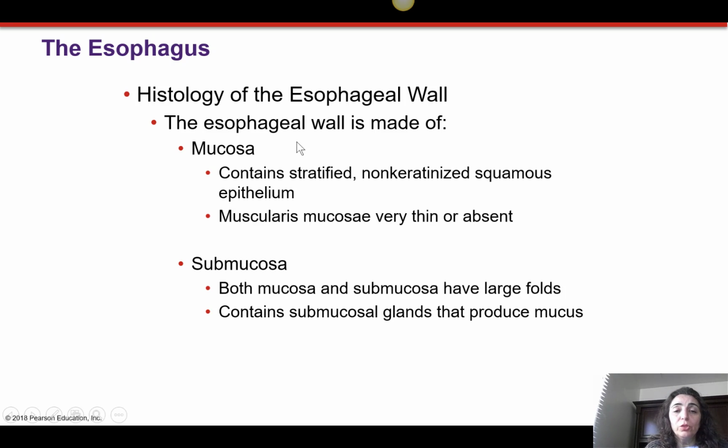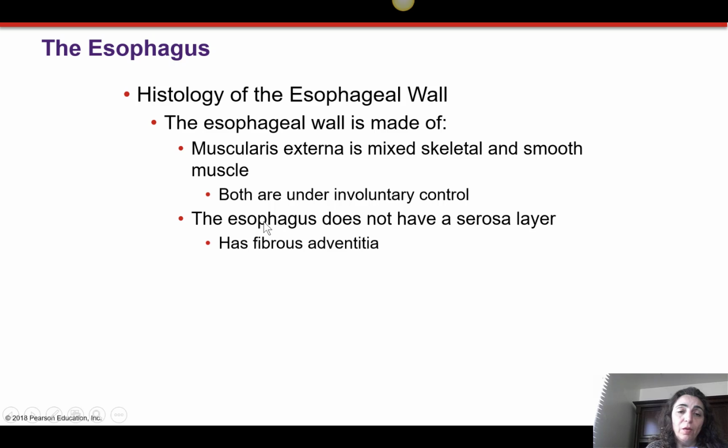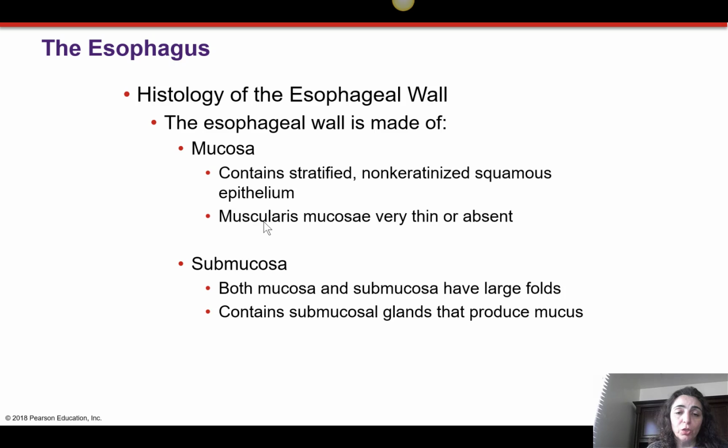Now, regarding the histology of the esophagus, the esophageal wall is made of 4 layers again, right? Mucosa, submucosa, muscularis, and it doesn't have serosa, it has adventitia. Now let's talk about them one by one.